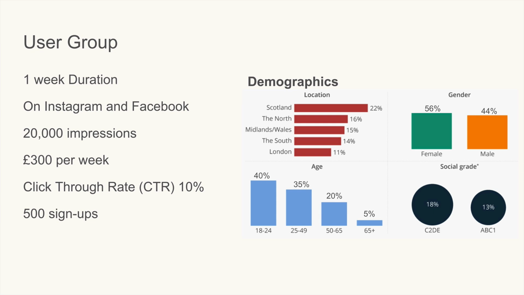And that breakdown in demographics is where they live, so Scotland, the north, etc. The gender breakdown, so you've got 56% female, 44% male, and the different age groups, etc. So that gives people an idea of who's in the user group.